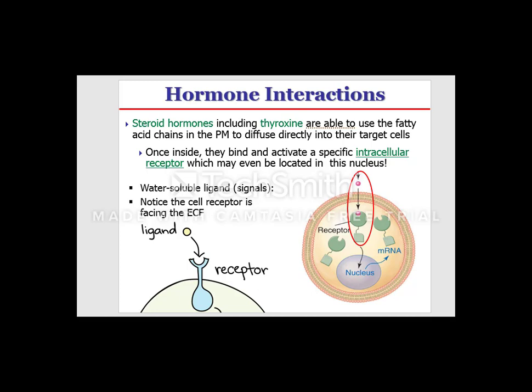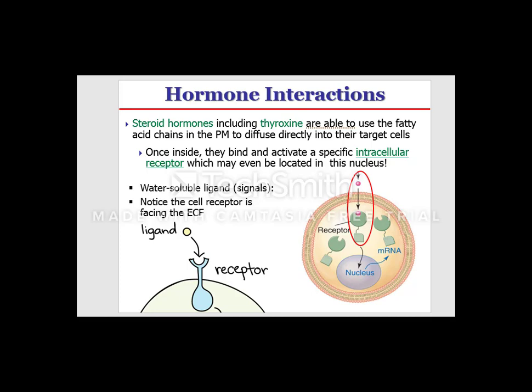If you have a fat-soluble ligand, like a steroid hormone, thyroxine from the thyroid will also behave this way. These are fat-soluble. They don't like to be in water, so they are going to be able to diffuse directly across the plasma membrane using those fatty acid chains and gain direct access to the inside of the cell. So fat-soluble hormones will not have an external receptor. Their receptor will be found inside the cell.